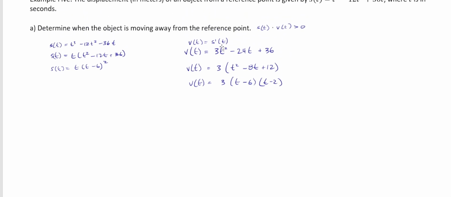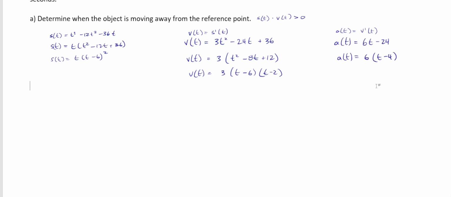Like I said, since in part B we're determining when the object is speeding up, it might be helpful to take this velocity function right here and take the first derivative to find the acceleration function. So we can do that by saying that the acceleration function is simply equal to the first derivative of the velocity function. Pause the video and find the acceleration function. Okay, there it is. The acceleration function is given as 6t minus 24, and then in its factored form.